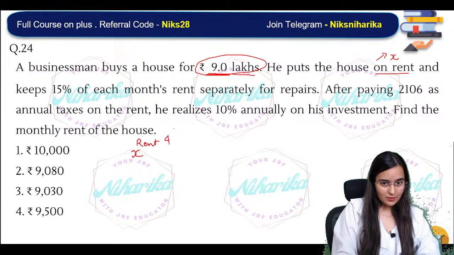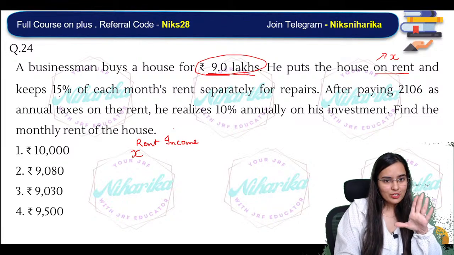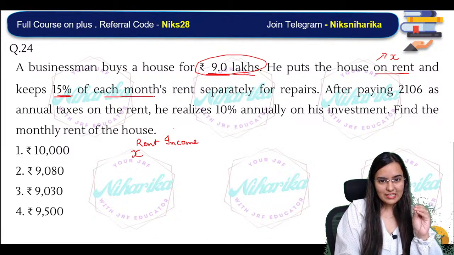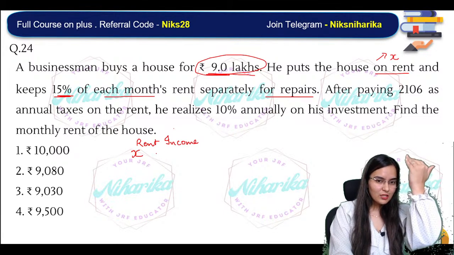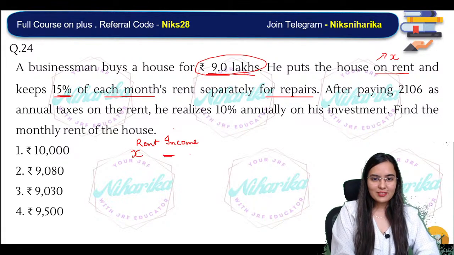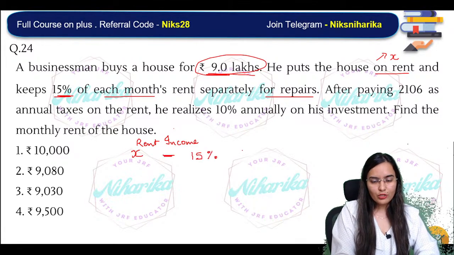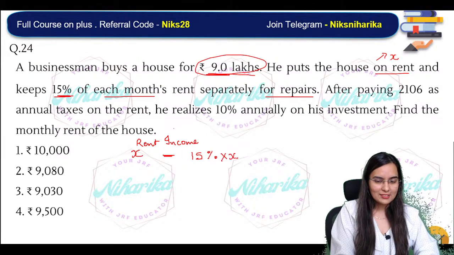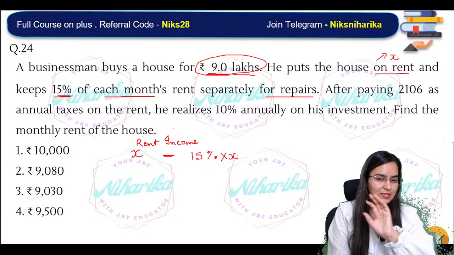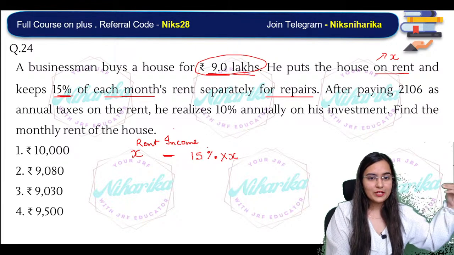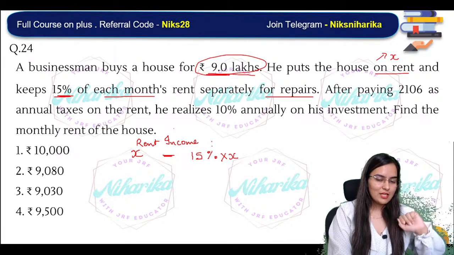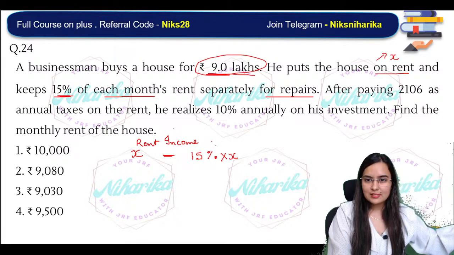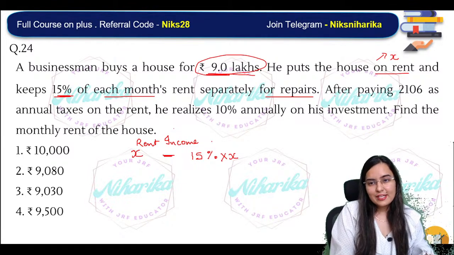Rent income is X. Now, out of this X amount, he is keeping 15% of each month's rent separately for repairs. That means whatever money we are getting, 15% of X he's keeping separately. This will be the expense for repairs. Now, how much is left? Only 85% of the rent is left. Now, out of this also, he is paying what?